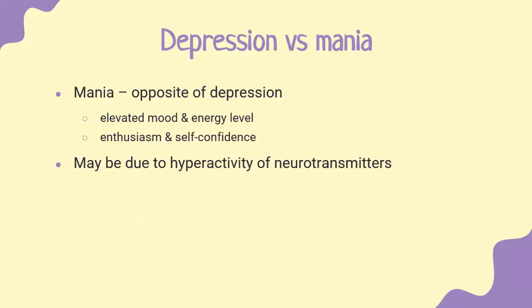Now, I would like to explain a bit on mania. What is the difference between depression and mania? Mania is totally opposite of depression. In mania, patients have elevated mood and energy level. They become so enthusiastic and have high self-confidence. Depression may be due to low serotonin or noradrenaline, but mania may be due to hyperactivity of some neurotransmitters.